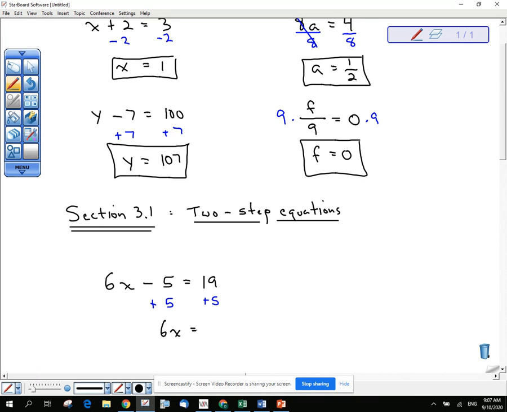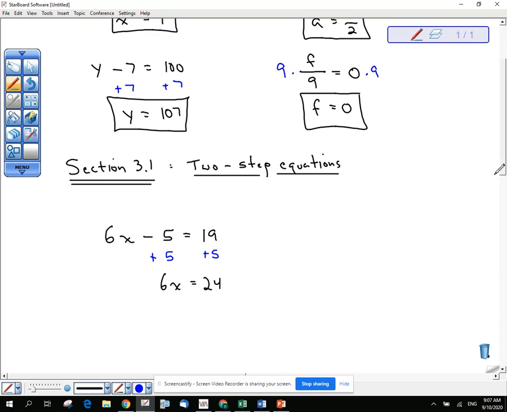So here you have 6x is equal to 24, and then we can divide by 6. That's the other thing that's happening to the variable. And you have x equals 24/6, which is 4. x equals 4. And then let's just do this again. You can do this mentally if you can. 6 times 4 is 24, minus 5 is 19. This is the solution because it checks.